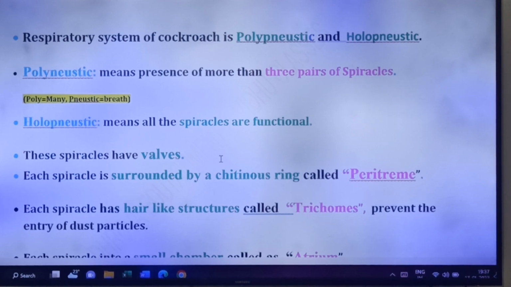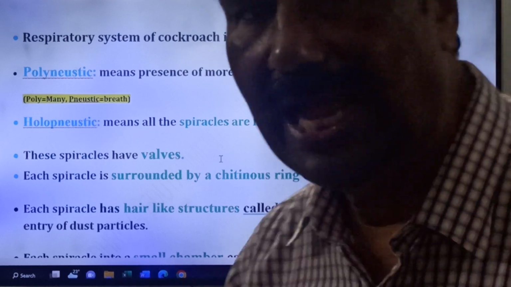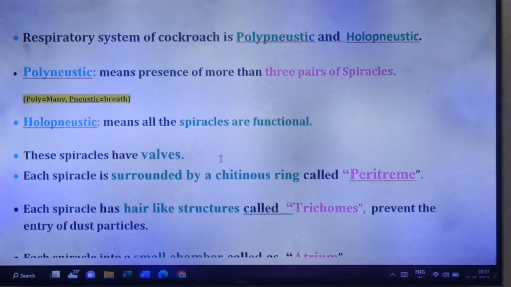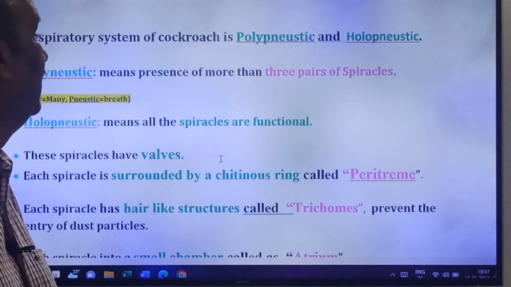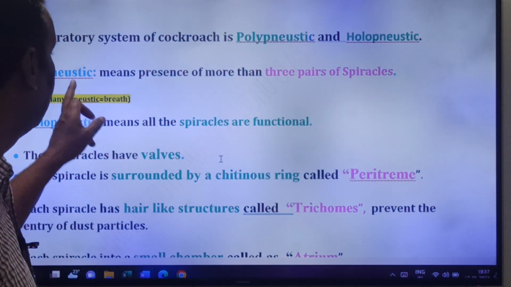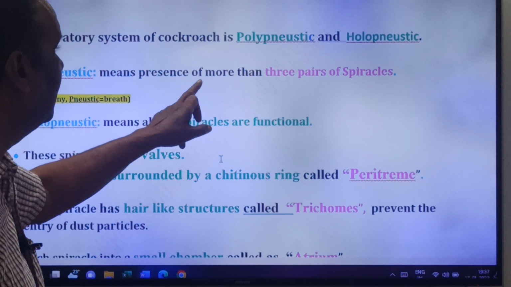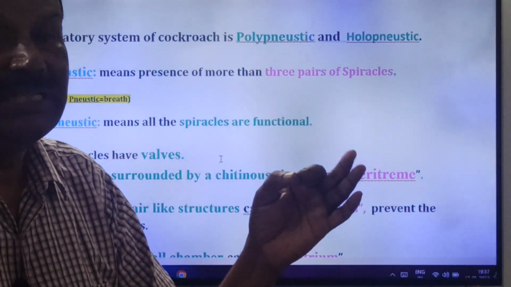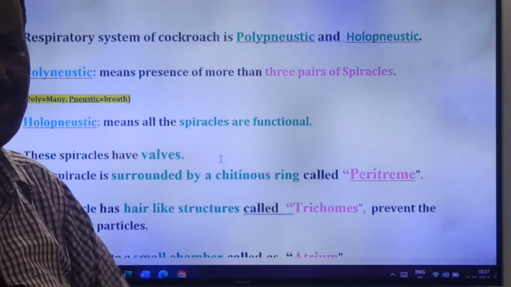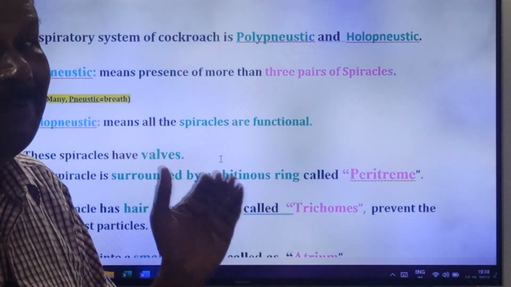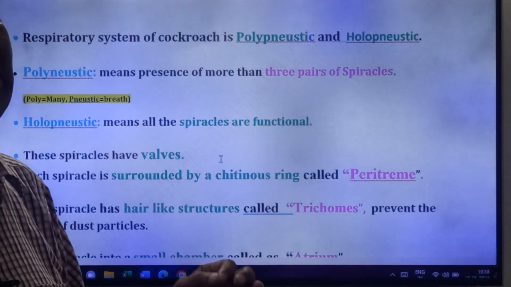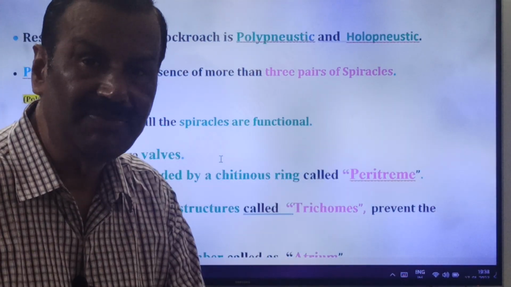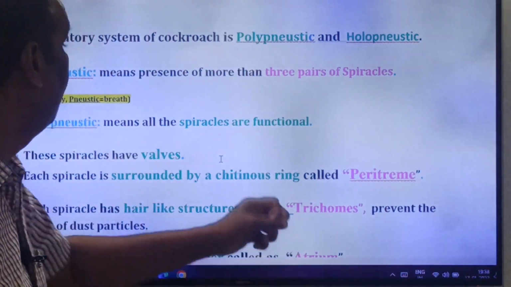You know friends, cockroach is an insect. Insects have stigmata. If an insect has more than 3 pairs of stigmata, that is called polyneustic. See friends, polyneustic means presence of more than 3 pairs of spiracles, more than 3 pairs of stigmata. You know friends, cockroach has how many pairs of stigmata? 10 pairs of stigmata, 10 pairs of spiracles. So because of that, cockroach comes under what friends? Polyneustic.